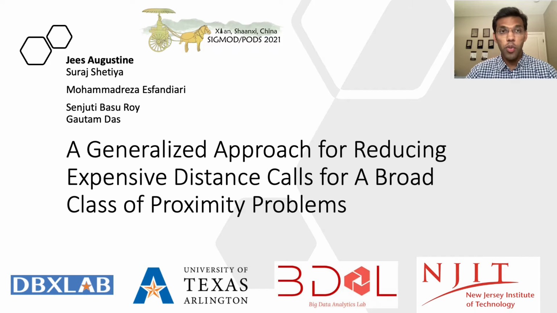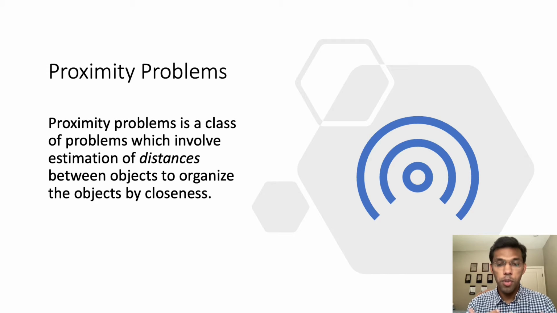And we present our work, a generalized approach for reducing the expensive distance calls for a broad class of proximity problems. For the benefit of the audience, we would like to give you a broad and brief introduction about proximity problems. These are the problems which involve estimation of distances between pairs of objects so that we can organize these objects based on their proximity. Classic examples are minimum spanning tree, clustering algorithms, and k-nearest neighbors. All of these algorithms involve the notion of distance between pairs of objects.